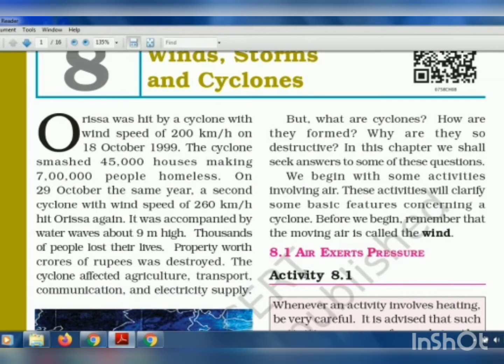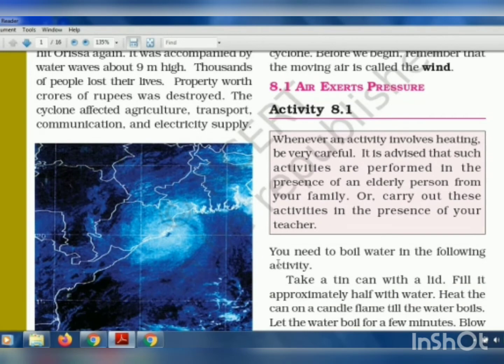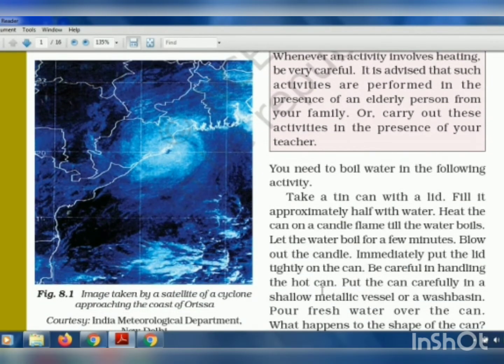Now, first we'll start with the topic that air exerts pressure. Air also has pressure. Air can push you in front and back. So, how is that possible? This is explained by an activity here, where you have to boil water in a tin can and fill half of the tin can with water.